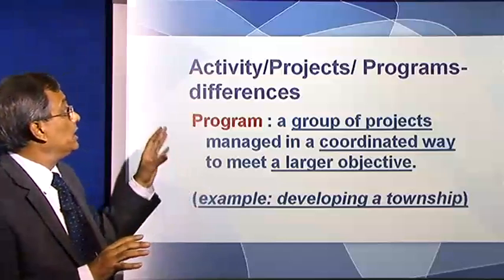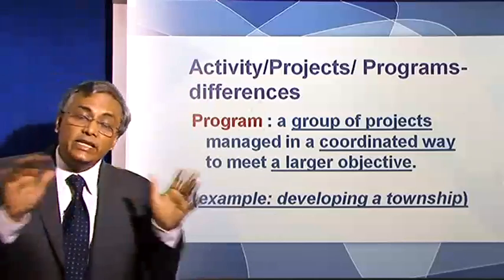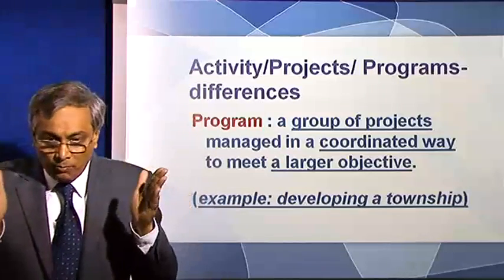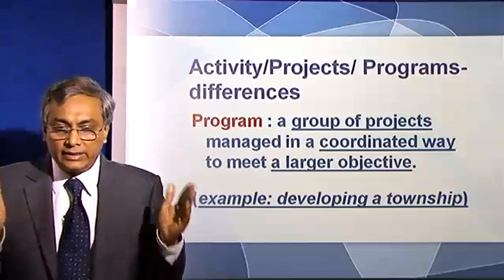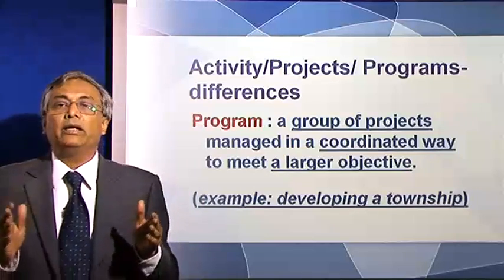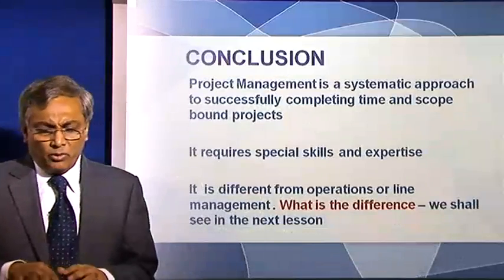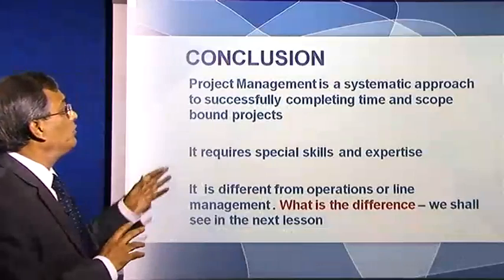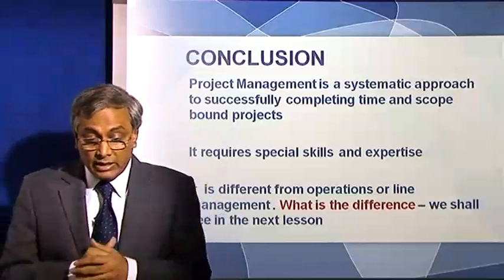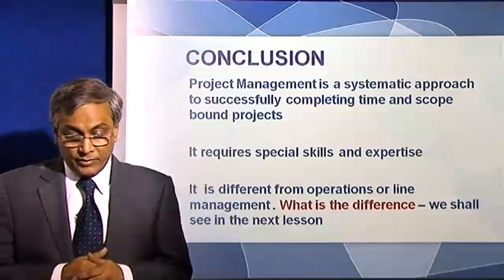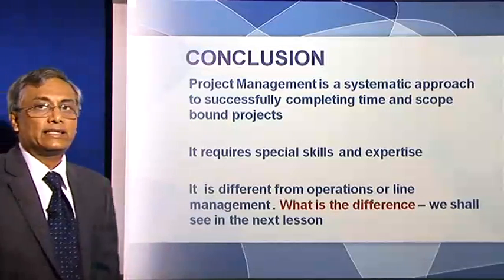So now we have understood the difference between activities, projects and programs, and we have also understood that in each of these you need to have a scope, you need to have a goal, you need to have resources, you need to work within a certain time, and all of these have to be done in a coordinated manner. Project management therefore is a systematic approach to successfully complete certain activities within time and scope. It requires skills and expertise. It is different from operations or line management. What is the difference? We shall see in the next lesson. Thank you.